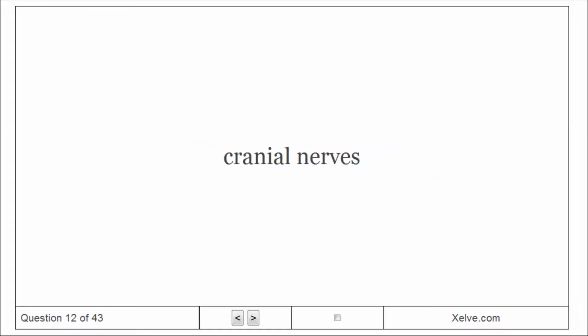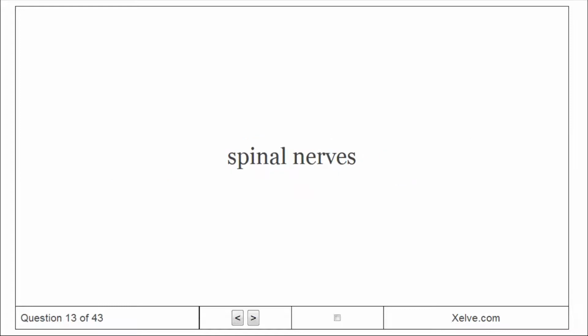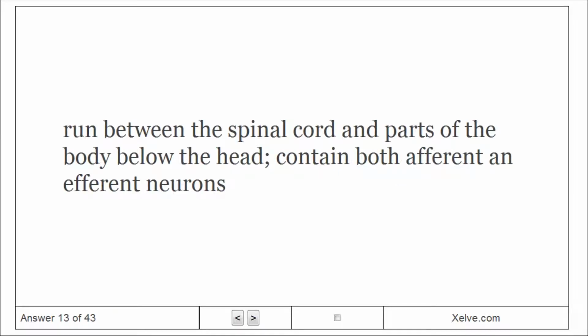Cranial nerves connect the brain with locations mostly in organs of the head and upper body. Spinal nerves run between the spinal cord and parts of the body below the head, and contain both afferent and efferent neurons.